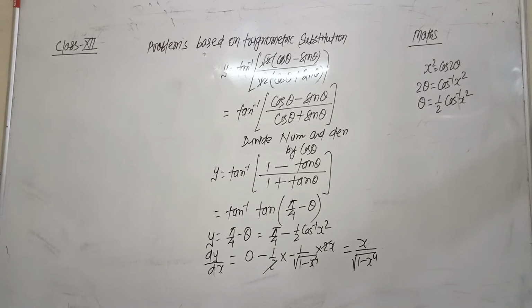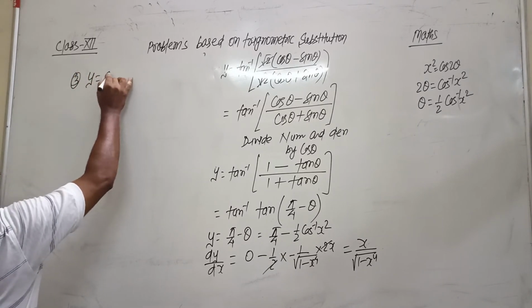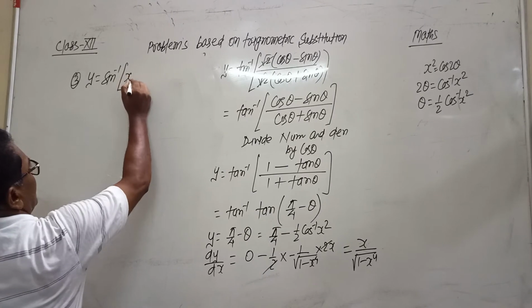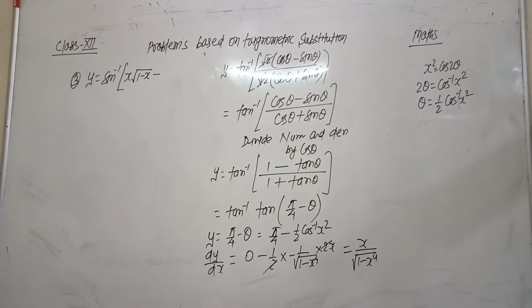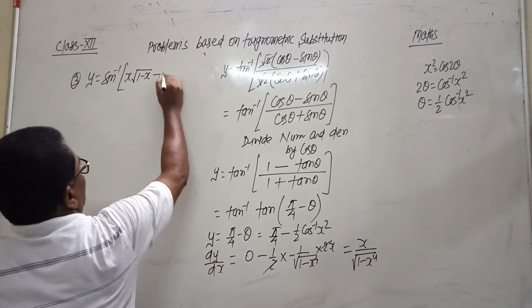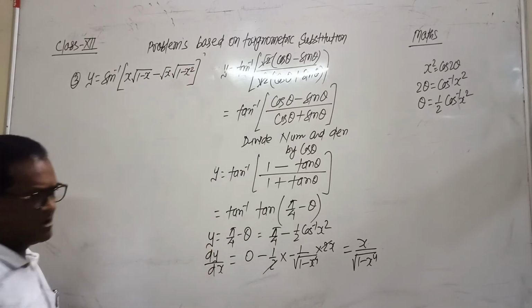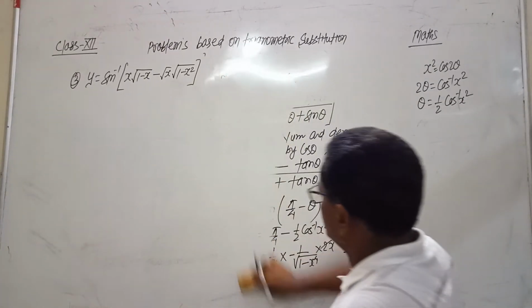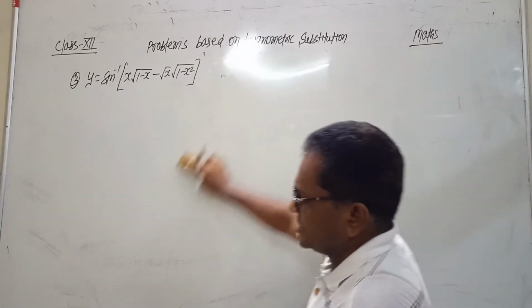This is one of the most important questions. y equals to sine inverse of x under root 1 minus x minus under root x and under root 1 minus x square. And we have to find dy by dx. This is one of the most important questions. Many times this question is asked in board examination.